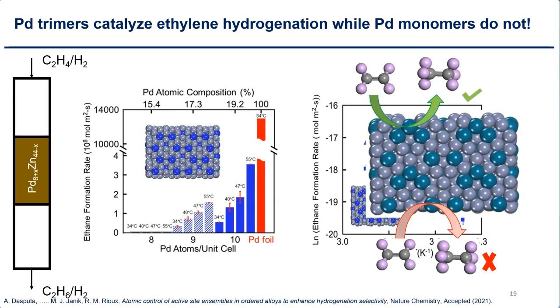And so what we have learned from looking at this data is that the trimer surfaces are active for the hydrogenation of ethylene, whereas the monomers are inactive for the hydrogenation of ethylene to ethane. And so this provides some impetus to further study these systems for semihydrogenation selectivity.